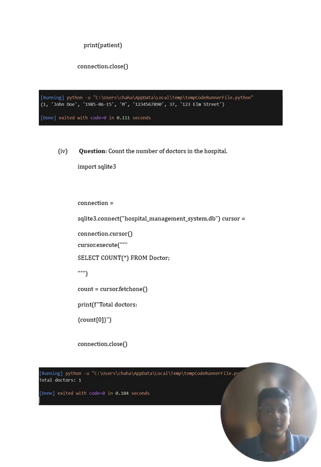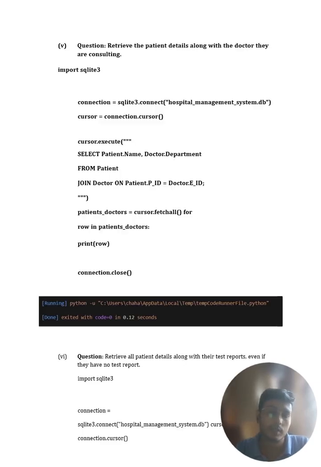So what we'll do is select count from doctors, and I've displayed it as total doctor, which is 1. It is 1 because I've just inserted 1 doctor. If you want to insert more, you can insert more, and the update query will be used for it.